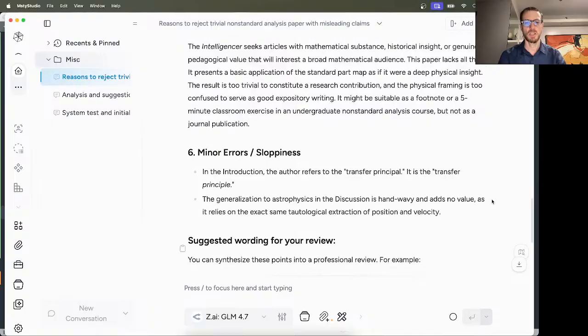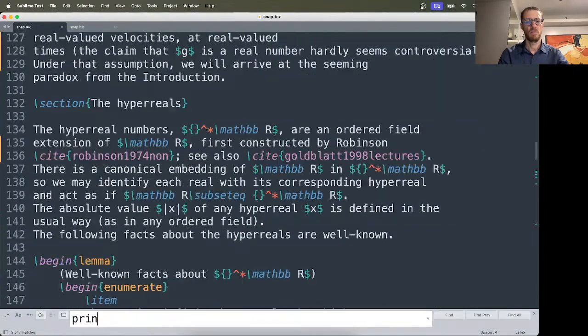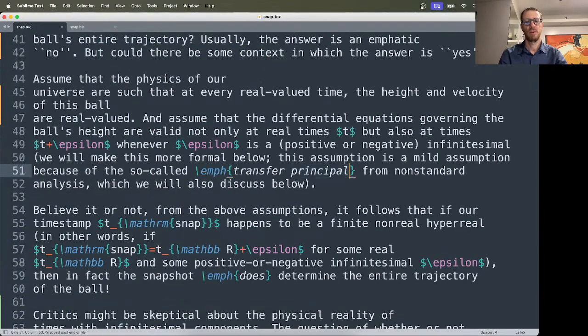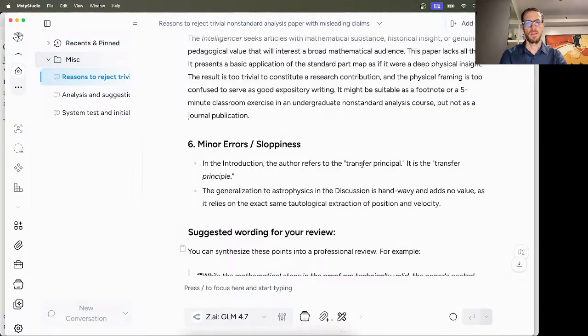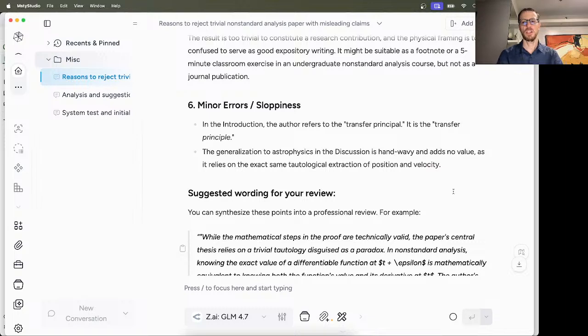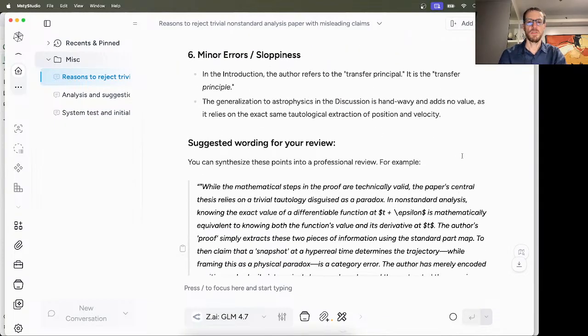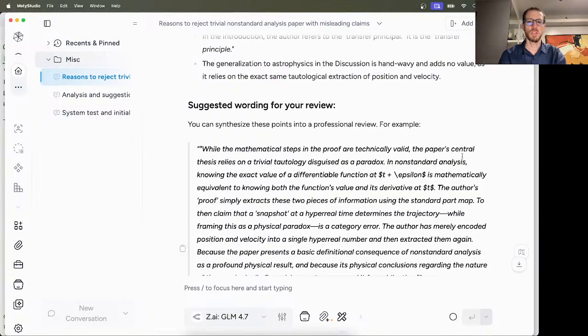Anyway, minor errors and sloppiness. In the introduction, the author refers to the transfer principle. Oh, did I misspell? Principle. It is the transfer principle. The generalization to astrophysics in the discussion is hand-wavy and adds no value as it relies on the exact same tautological extraction of position and velocity. Suggested wording for your review. Let's read this. You can synthesize these points into a professional review.